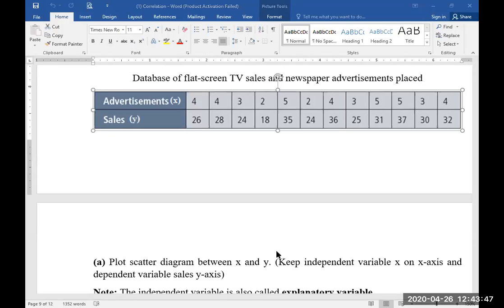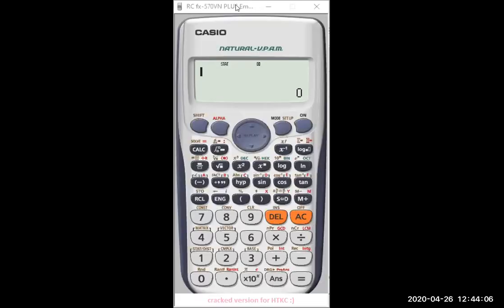For this, now I'm going to show the screen of the calculator. Thank you, students, for waiting. Now, this was the data that we have used in correlation analysis. Now, I am going to find how to calculate the correlation coefficient by using the calculator. Now we have to insert the data into the calculator.